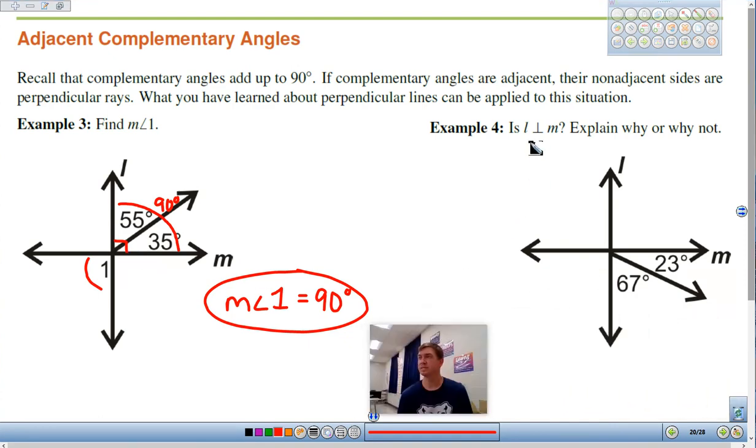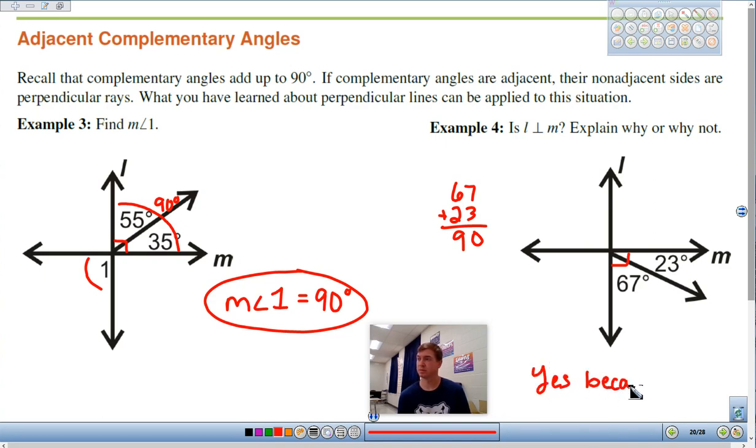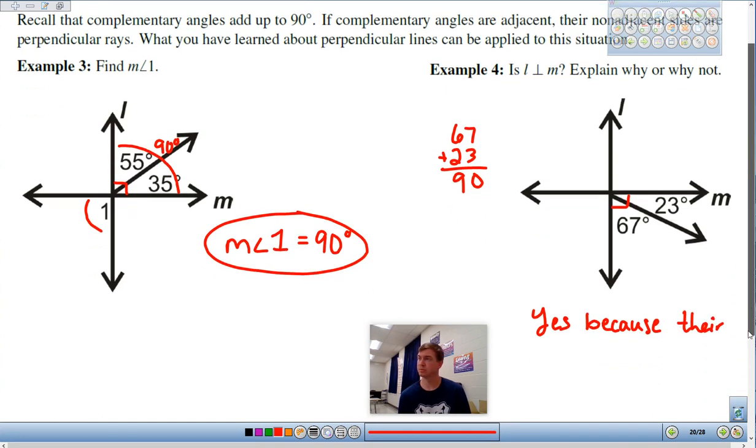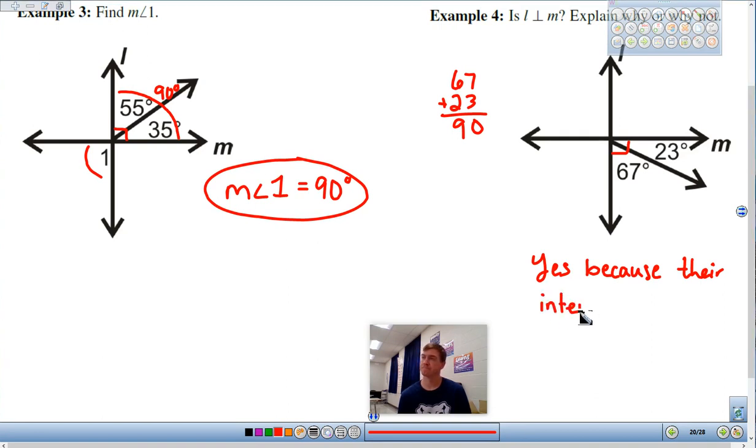Same thing over here. Is L perpendicular to M? Explain why or why not. Well, we know that in order for this to be perpendicular, this would be 90 degrees. 67 and 23, I just need to add those together. I get 90. So yes, because their intersection forms a right angle.